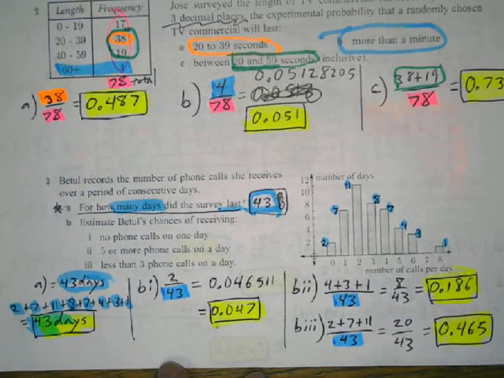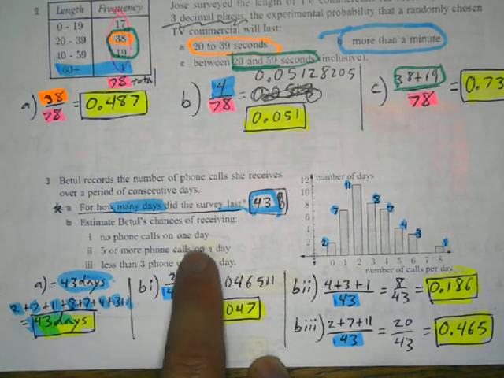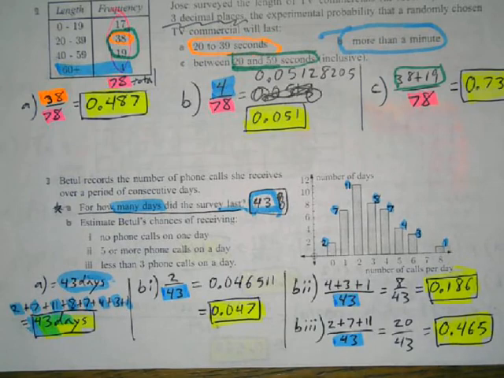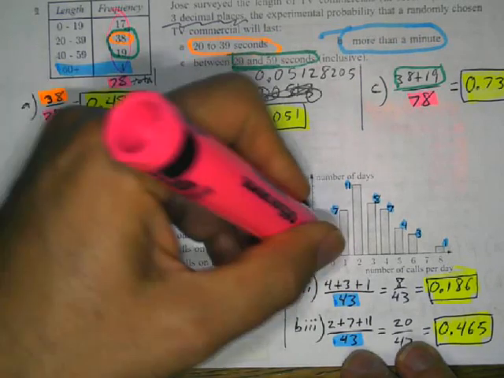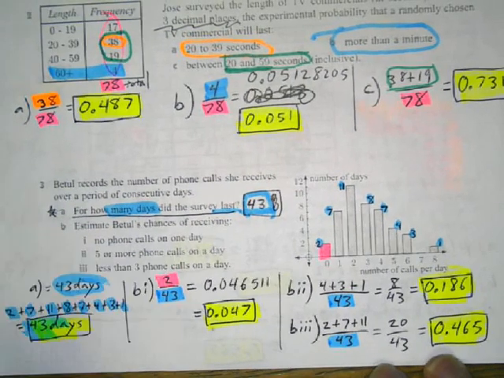Okay, so the first question is, what is the chance that there's no phone calls on one day? So if there's no phone calls on one day, I'm going to use this column here, and that height and value is 2. And that's how I get this one here.